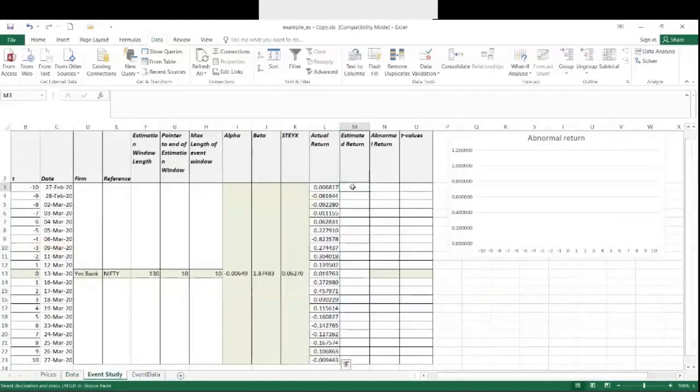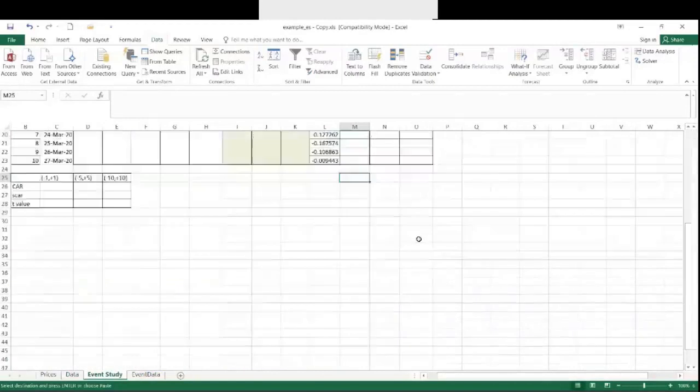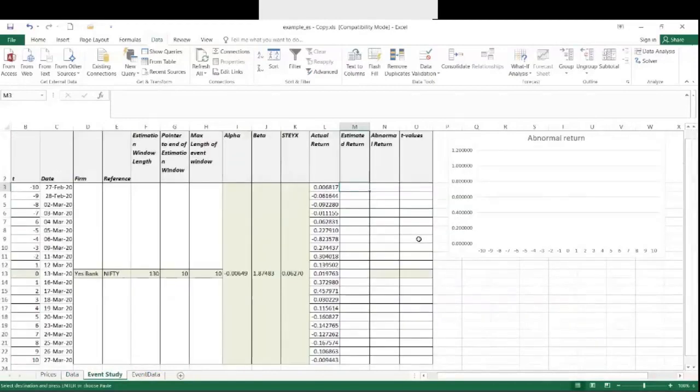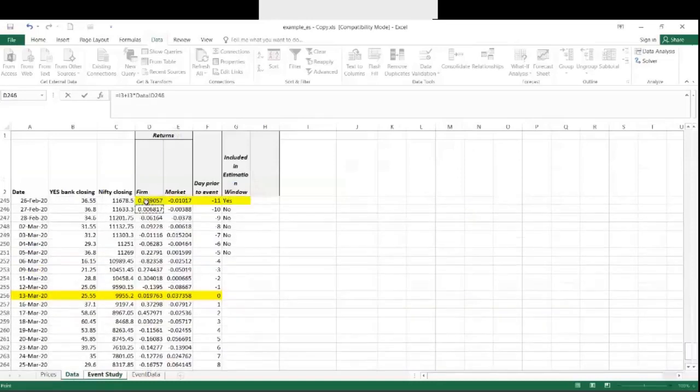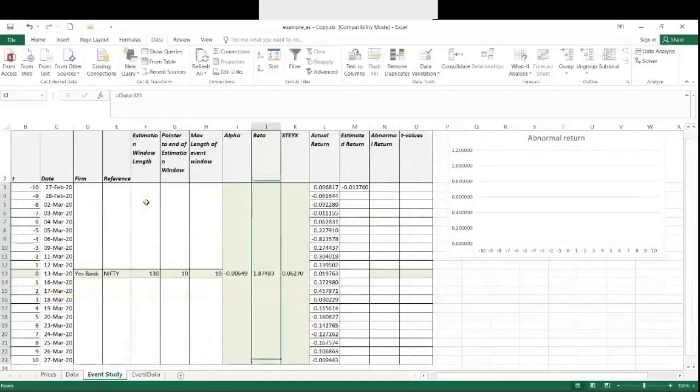Okay. Now estimated return is essentially, so you can see that it is all filled up. Estimated return is essentially alpha plus beta times the market return on those days, right? So with respect to minus 10 it is essentially this, right? So E246 is the market return on the minus 10th day. Okay, so that's my estimated return.